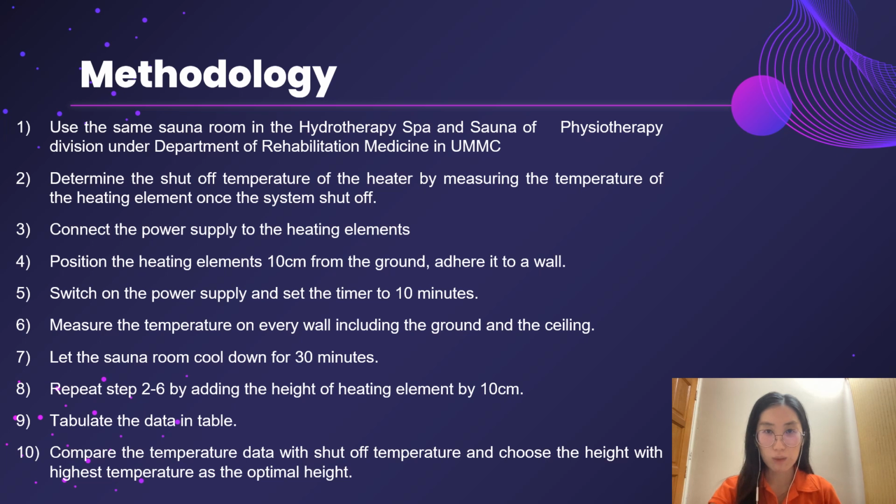Please let the sauna room cool down for 30 minutes. After it's done, repeat step 2 to step 6 by adding the height of the heating element by 10 cm. Then, tabulate the data in a table and compare the temperature with the shut-off temperature and then select the height with the highest temperature as the optimal height.